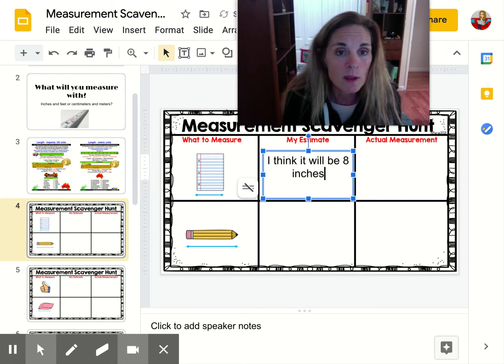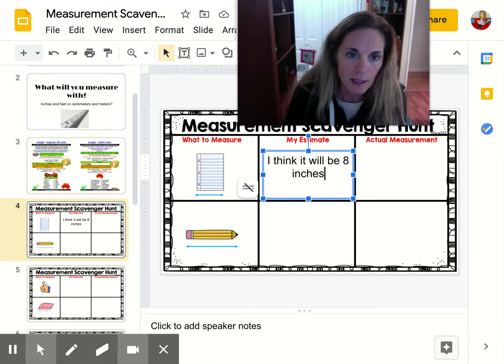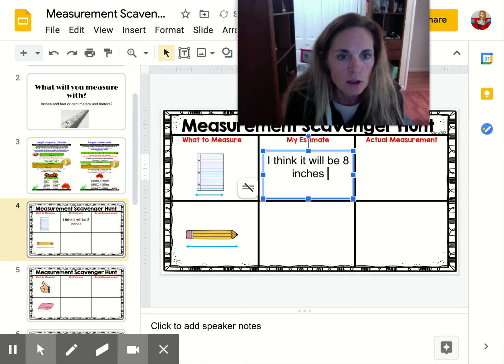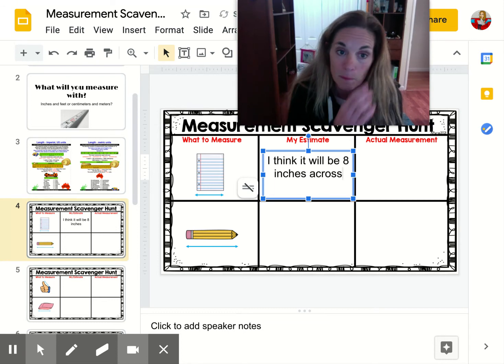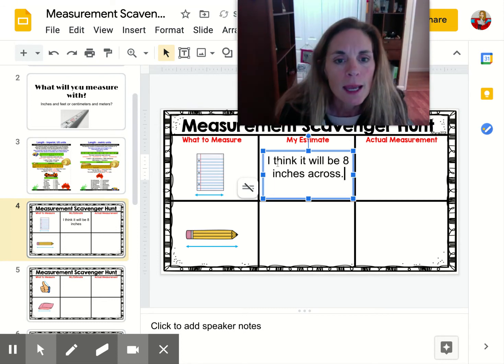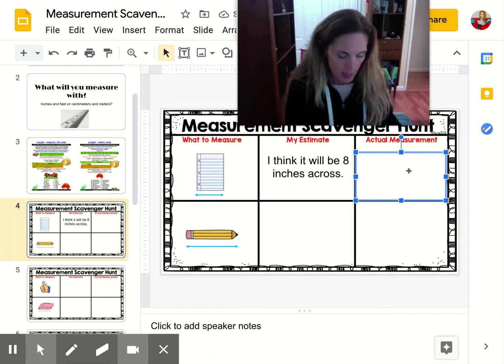Remember, you have to say whether you're using inches or centimeters or feet. Otherwise, it won't make any sense, right? So I think it will be 8 inches across. Okay, and now I'm going to do the actual measurement. I got ahead of myself.